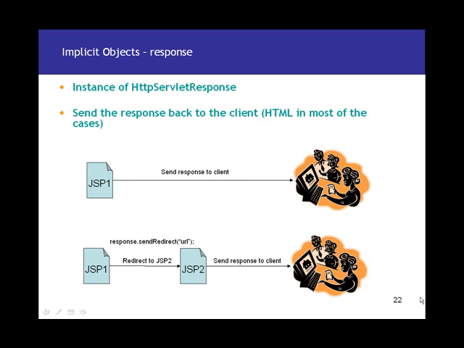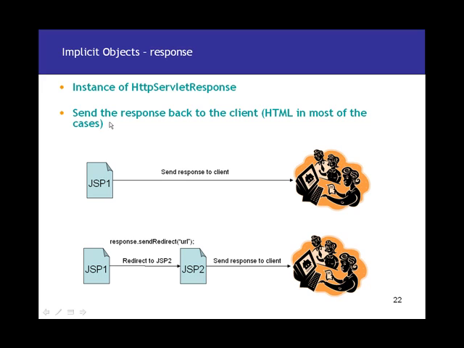Similarly, as you have the request implicit object in JSP, you also have access to the instance of HttpServletResponse in your JSPs, and that is through the response implicit object. Basically, the response implicit object is used to send the response back to the client. And we know that most of the time the response you send back to the client is nothing but an HTML page. But we also know that apart from HTML, there are a lot of other types of files which you can send back to a client.